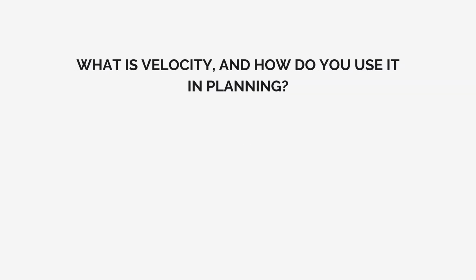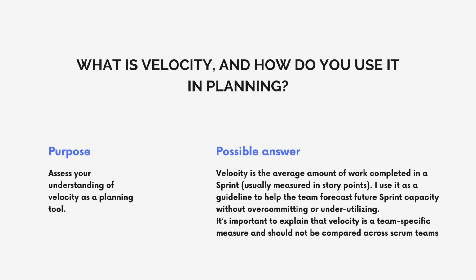Next up, what is velocity and how do you use it in planning? The interviewer wants to assess your understanding of velocity as a planning tool. Possible answer here is that velocity is the average amount of work completed in a sprint, and it is usually measured in story points. You use it as a guideline to help the development team forecast future sprint capacity without overcommitting or underutilizing. It is important to explain that velocity is a team-specific measure and should not be compared across different Scrum teams.